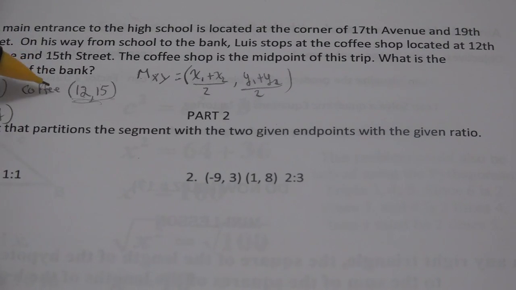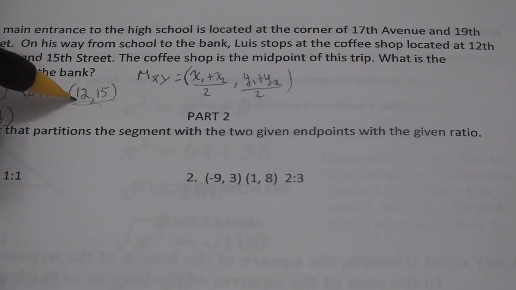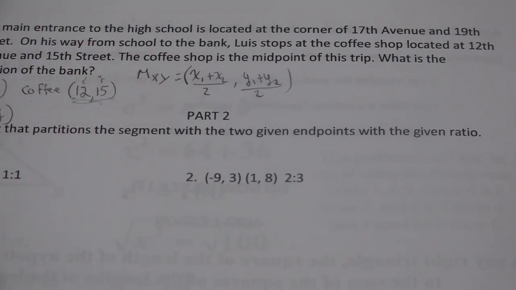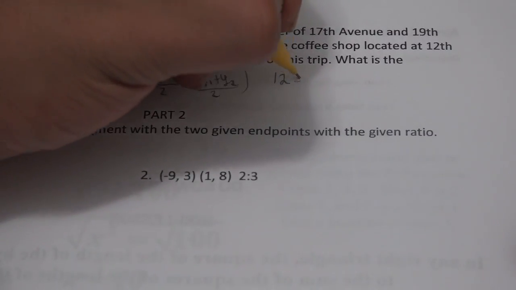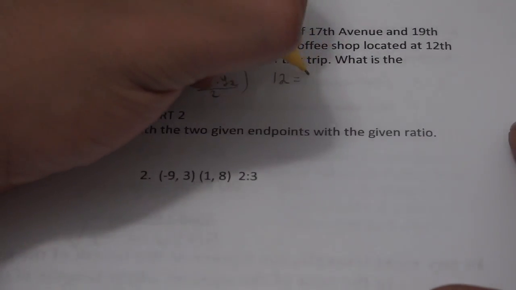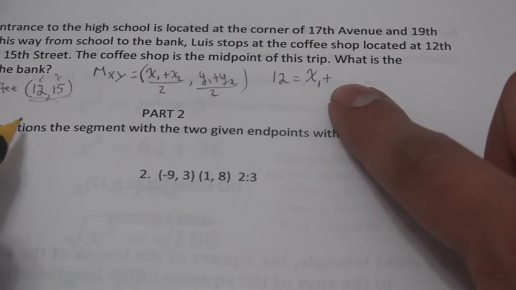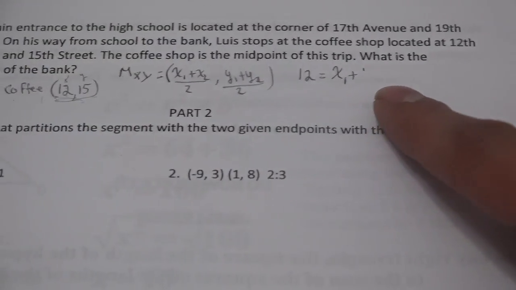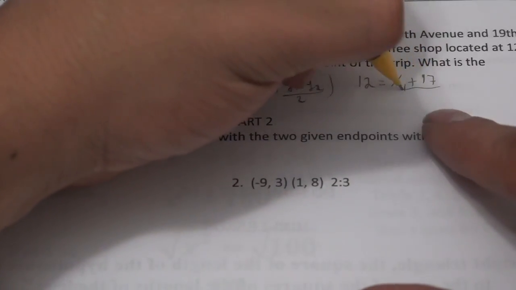Okay, so the midpoint of these people is the coffee shop. So the midpoint of x, this is x and this is y. So the midpoint of x. So I'm gonna go here. The midpoint of x is 12. So 12 is equal to, and then I'm gonna take, remember, x1 plus x2, but we have an x2. The x2 is the other endpoint, which is 12. I'm sorry, not 12, 17, right here. 17 divided by 2.